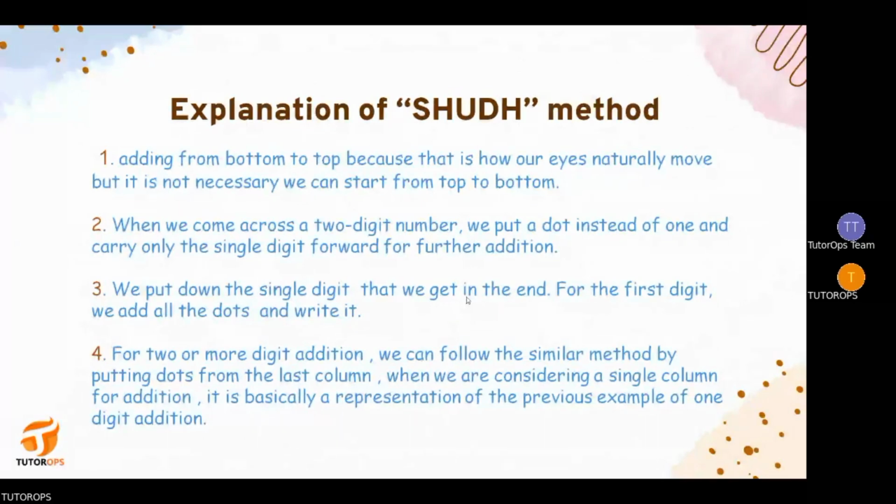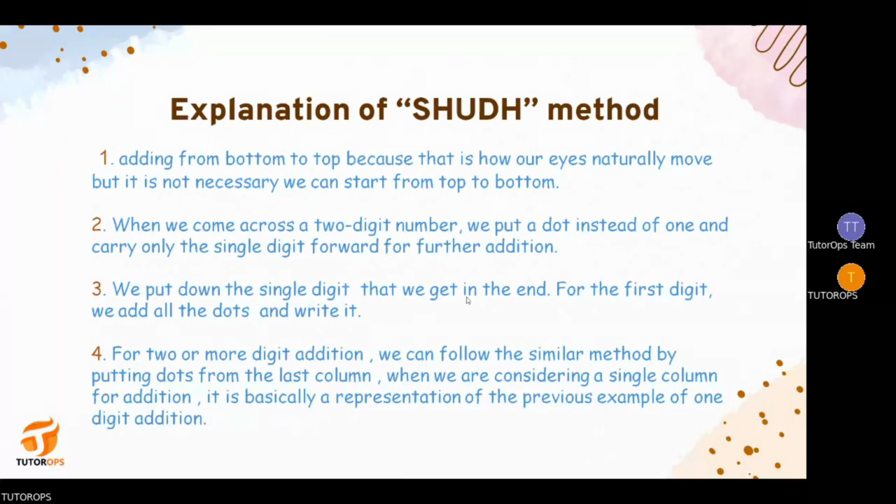So, explanation of the shuddh method. Adding from bottom to top, because that is how our eyes naturally move, but it is not necessary, we can start top to bottom also. Yes, we can start top to bottom also, but we need to remember that in usual additions, in all methods, say the left to right method or right to left method or 10-point circle, we basically do the thing from bottom to top. That is totally your choice how you will proceed, but I will recommend the bottom to top method because this is usual and this is a bit easy.